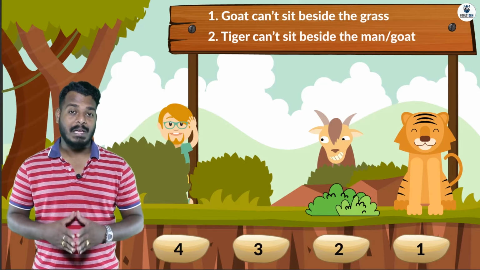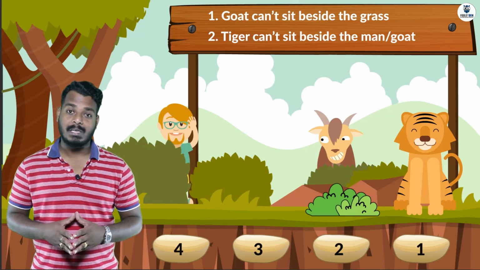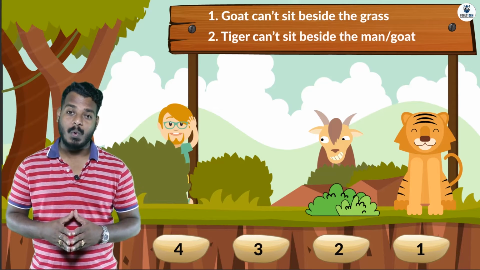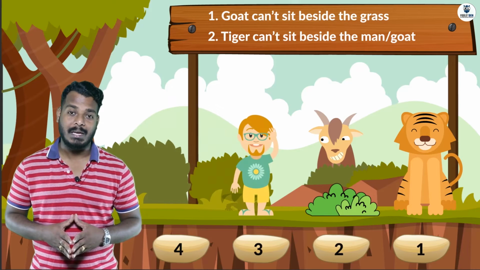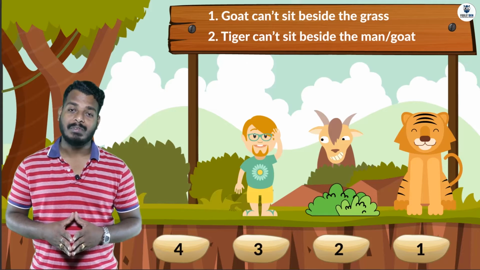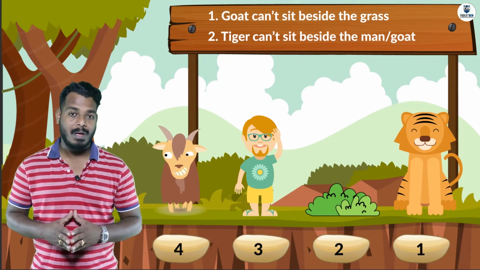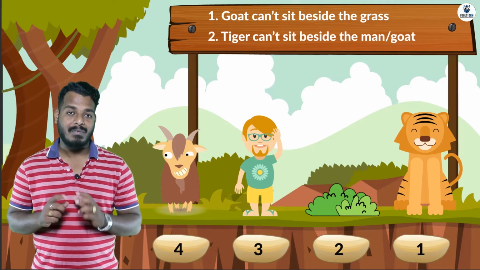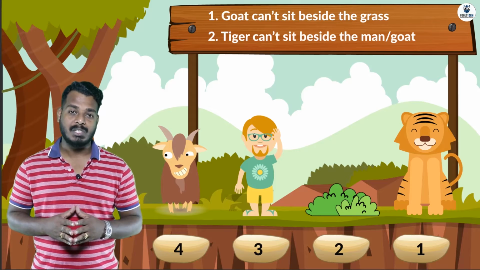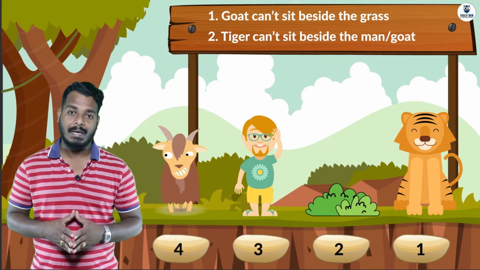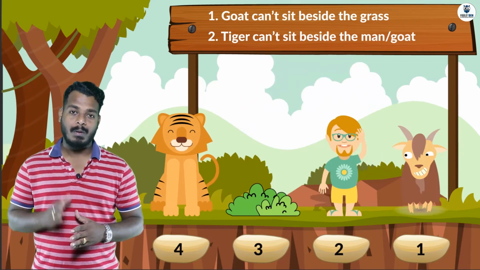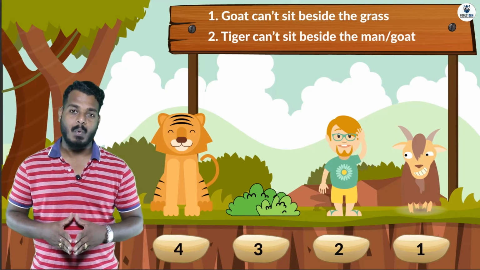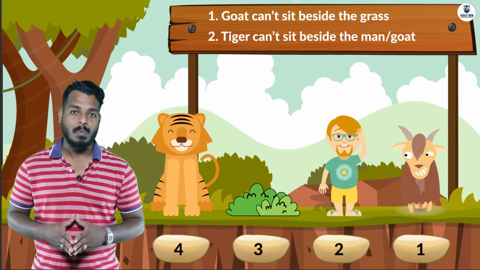And seat number 3 has to be occupied by something which is unaffected by the grass or which does not affect the grass. So the man has to come in seat number 3 and the goat is left only with one option, that is seat number 4. This question can also be solved something like this. We can have the exact opposite arrangement of what we have formed, like the tiger can come in seat number 4, seat number 3 for the grass, seat number 2 for the man and seat number 1 for the goat. So these are the 2 possible solutions.